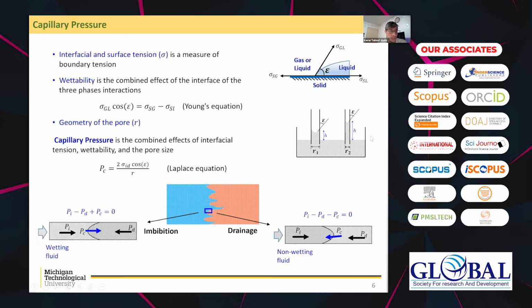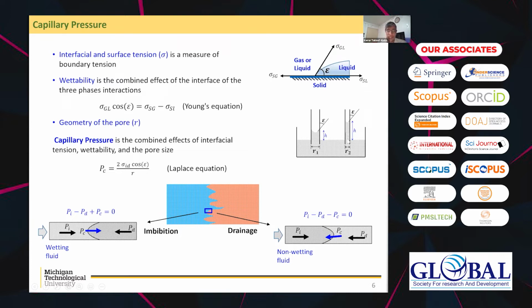The other concept, which is also important to the model, is the capillary pressure. Capillary pressure is basically the combination of interfacial wettability and the geometry of the pore, which are all combined in the Laplace equation here. We can see the surface tension as well as the chemistry and the geometry. The common example to explain capillarity is the capillary tube.